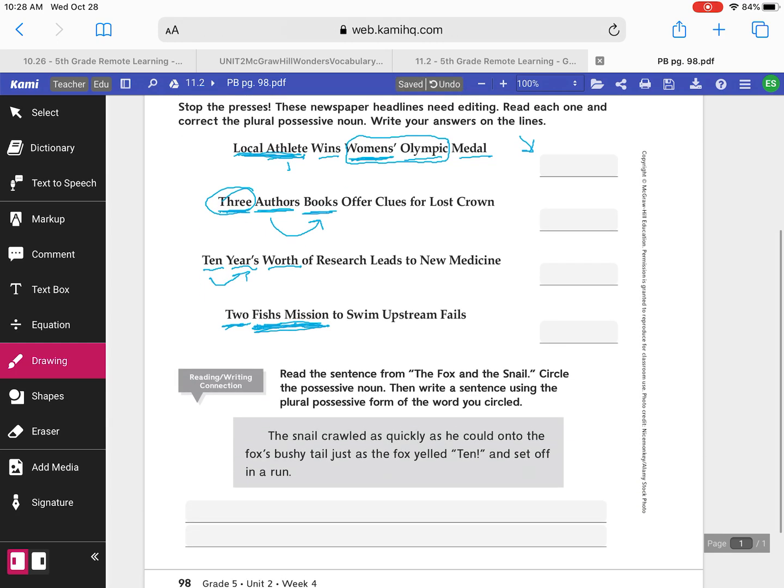Then it says read the sentence from The Fox and the Snail. Circle the possessive noun. That's the first thing you're going to do. Then write a sentence using the plural possessive form of the word you circled. So you're going to take whatever word you circled and change it to the plural possessive form. I think that this is going to be extra credit.